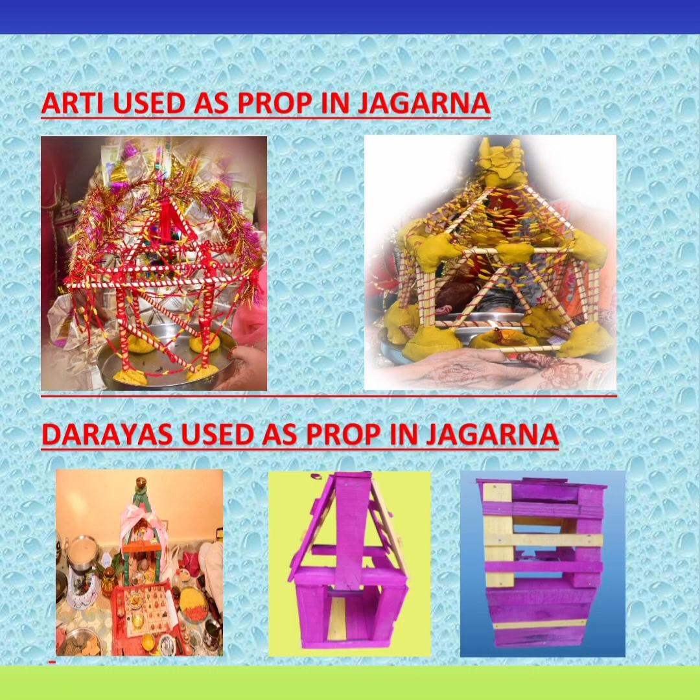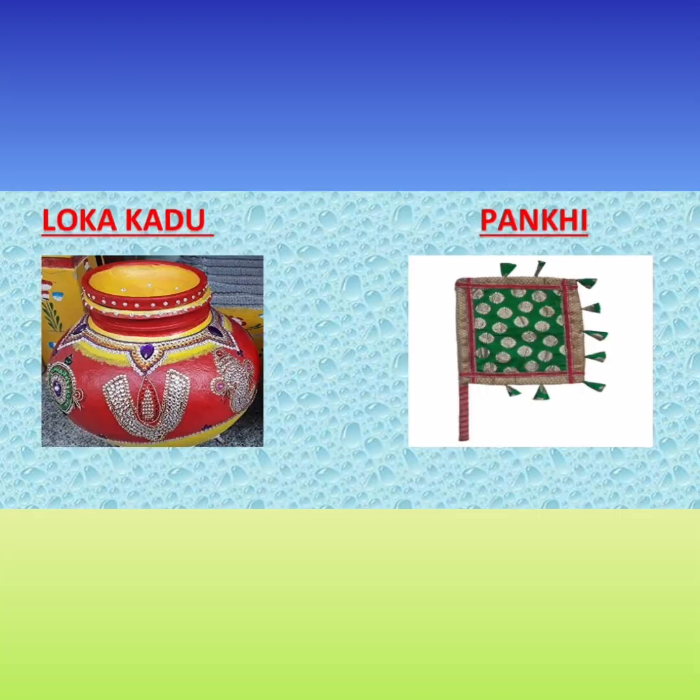Next are Aarti and Driyas. These two props are used in Jagarna. These props are used in Jagarna because Jagarna is nothing but a marriage song, and these two props, Aarti and Daryas, are actually used in Dogri marriages.